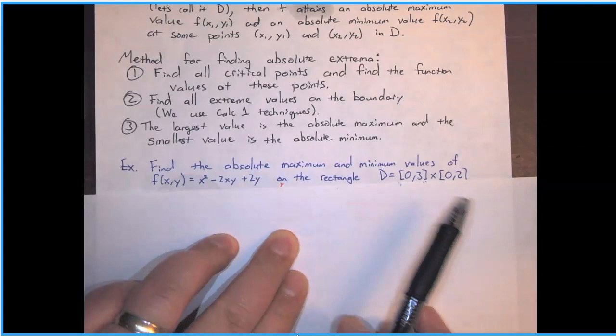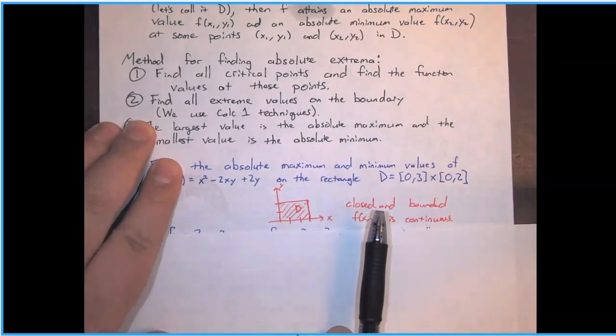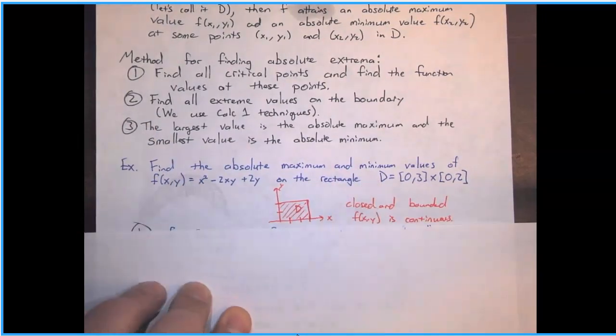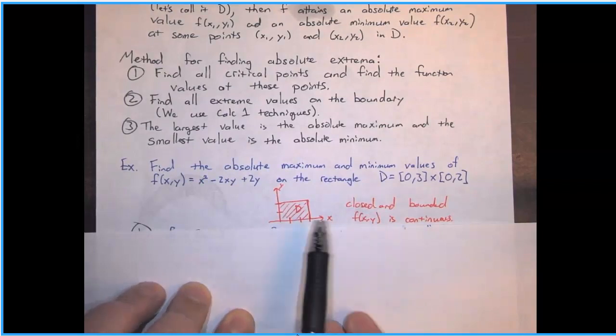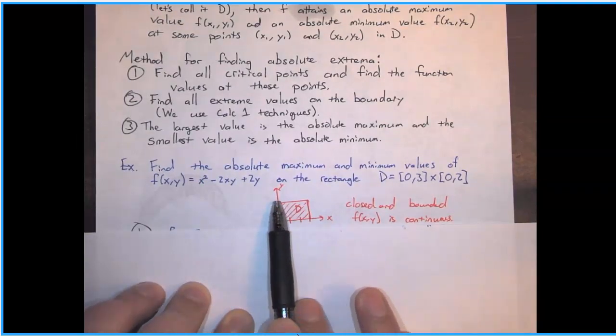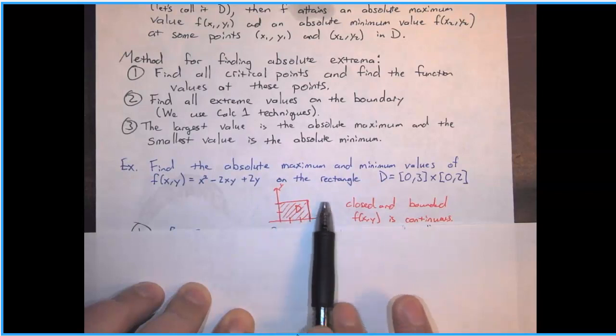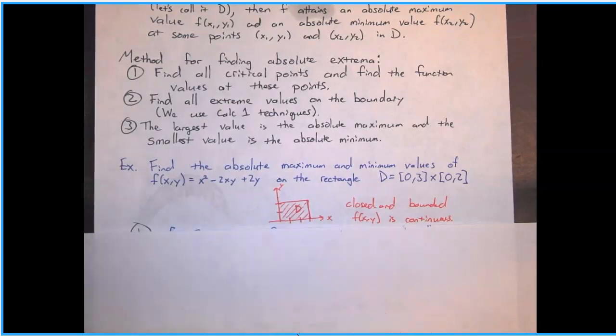If I put those two intervals together, then what I get is this closed and bounded region in the plane. So x is going from 0 to 3, y is going from 0 to 2. I put those together. There's my region D. This is closed and bounded. F is a polynomial, so it's continuous on this region. I'm guaranteed a maximum and a minimum on this set. So now let's go through the steps.